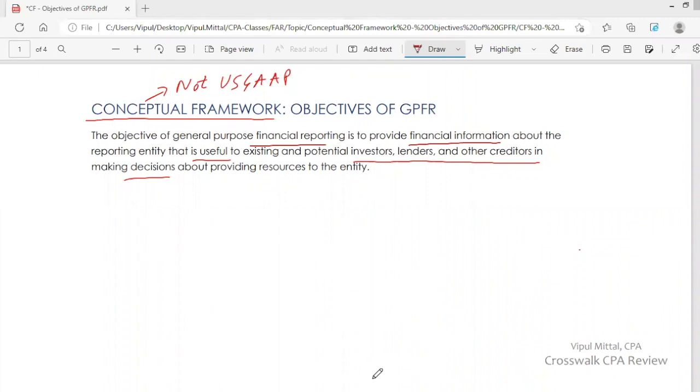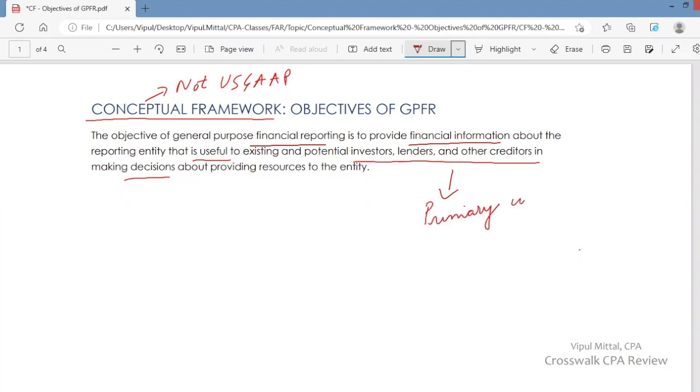This financial information should be useful to existing and potential investors, lenders, and other creditors. These are primary users of the general purpose financial statements. So the objective is to provide financial information that is useful to primary users, not for various regulatory bodies, not for other members of the public. No, they are not primary users. Who are primary users? Investors, lenders, and creditors, so that they may make decisions.